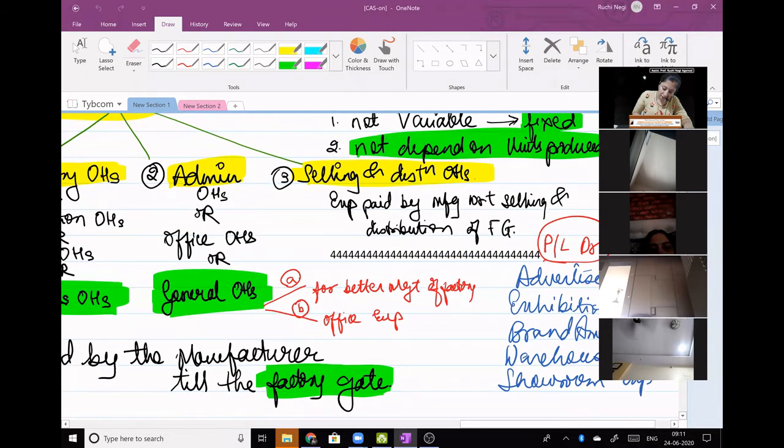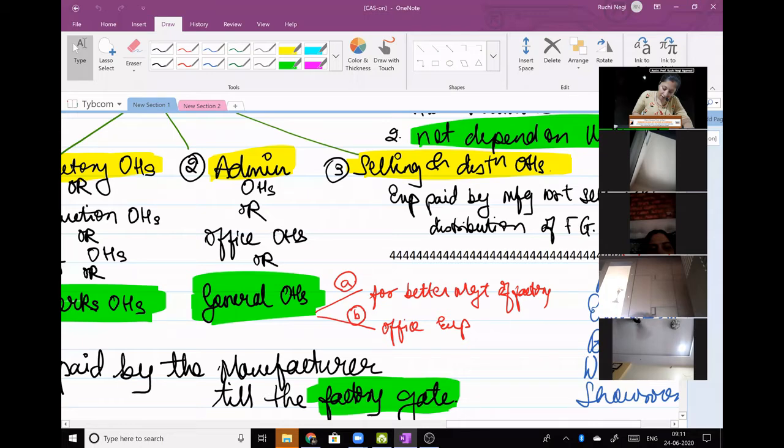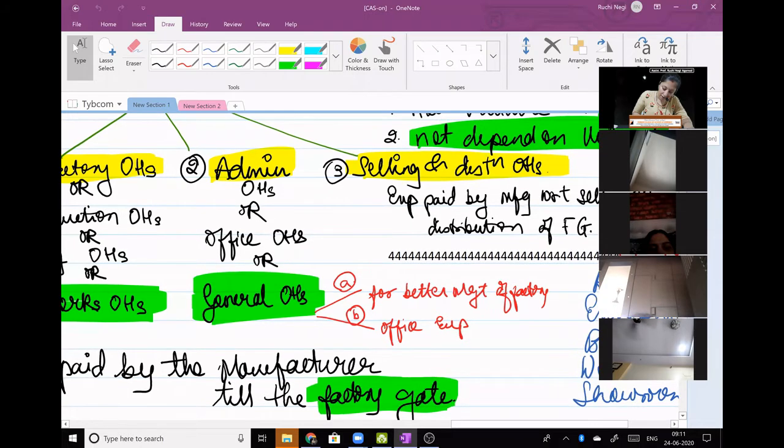Okay, Shreya wants to view admin overheads. Here is the view. As per the new, that is revised, definition of CAS 1, admin overheads is now also known as general overheads. And there is a slight revision in the definition. It says expenses paid by the manufacturer for better management of factory and office will come under admin overheads.